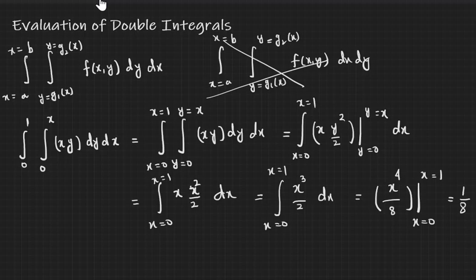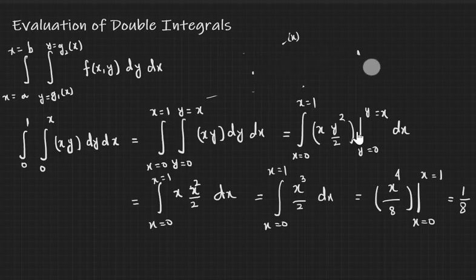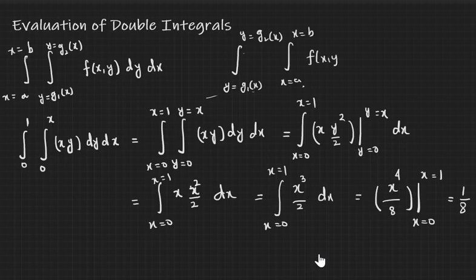Another thing which you cannot have, let's remove this one and write something else instead of this. Okay, one more thing which you cannot have, you cannot have the integration of this type. For example, y equals g1(x), y equals g2(x), x equals a to x equals b of the function f(x, y) with respect to x with respect to y.